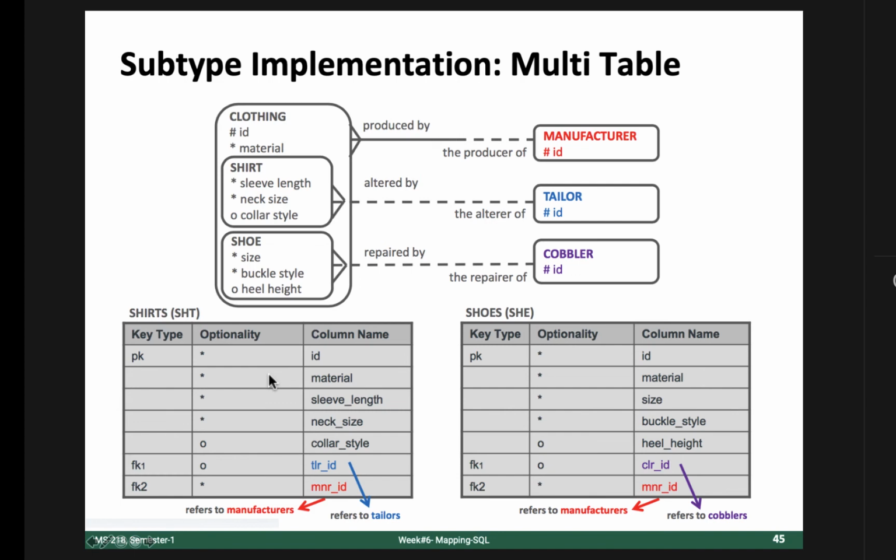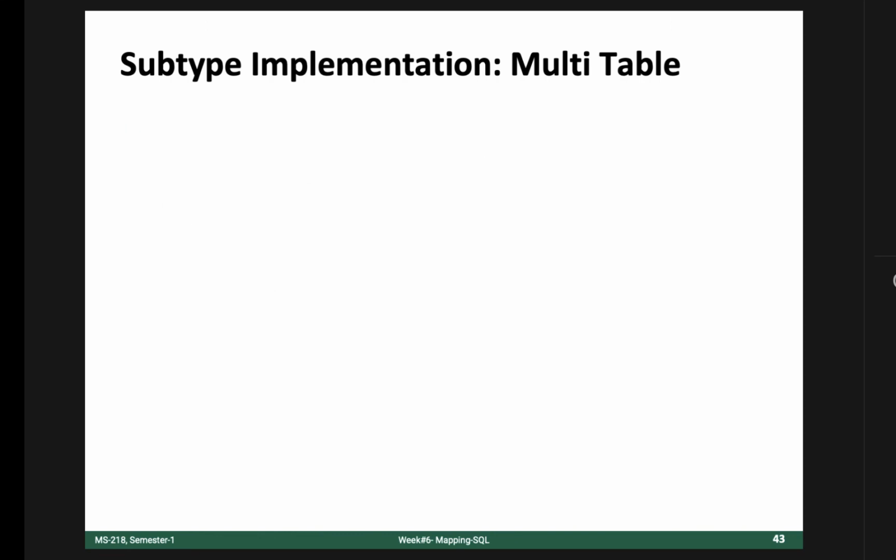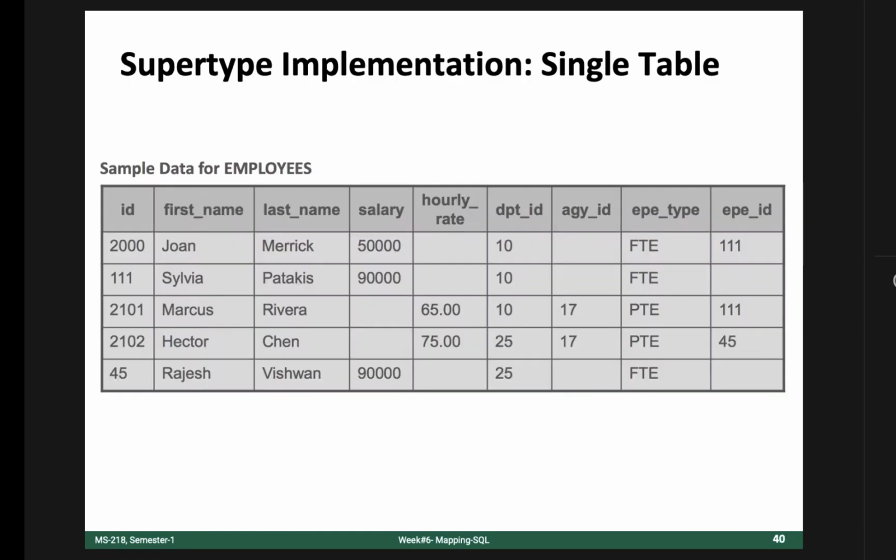If we are making a single table implementation, then we have to add an extra attribute as a type, the supertype. Remember in previous slides we had an extra attribute, employee type, because this would be representing the subtype. By this code, FTE or PTE, full-time employee or part-time employee, we can easily identify whether a row is a full-time or part-time employee.